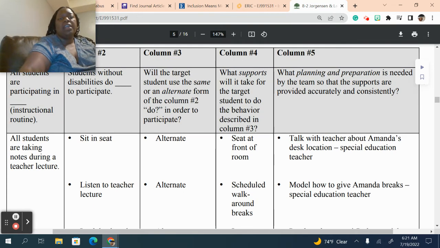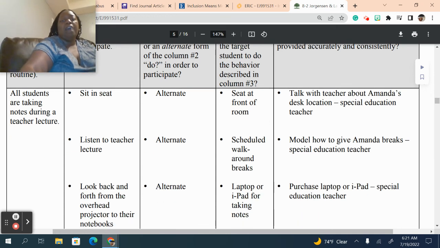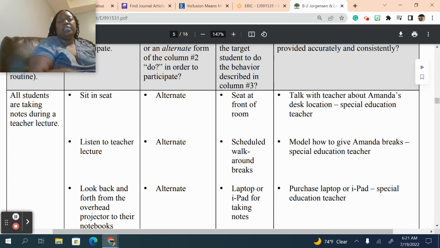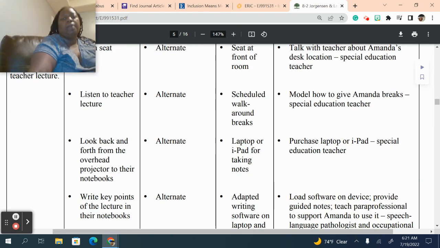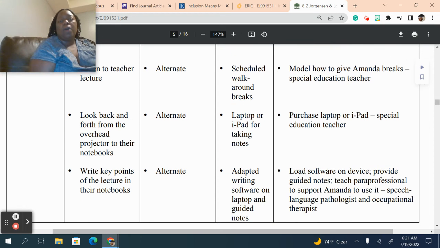And then you notice under here, the target student, which is the student with disabilities or exceptionalities, is doing something alternate. And you have what the alternate is listed, like sitting in front of the room, that preferential seating, scheduled walk around breaks, frequent breaks. That's an IEP accommodation. Laptop or iPad for taking notes. Now, all students have a laptop or iPad in our district, so that wouldn't be something that's different.